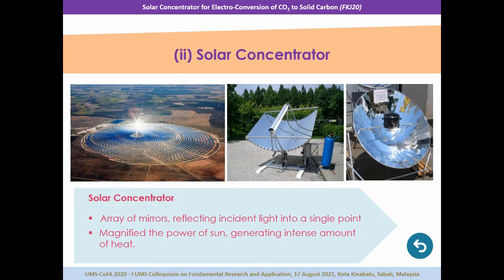Solar concentrator is an array of mirrors which is used to reflect incident light from the sun into a single point. It can magnify the power of the sun, which can generate intense amounts of heat. The three figures shown in this slide show the applications of solar concentrator, where the first picture shows a large-scale solar concentrator to generate steam for power generation and industrial processes. The second one is a smaller solar concentrator, which is usually used for domestic purposes. This is to heat the water, and the third one is for cooking.